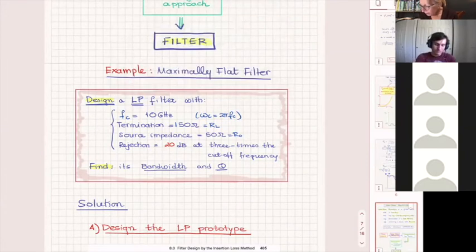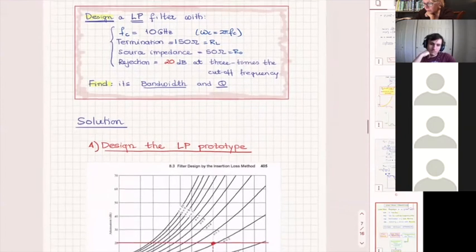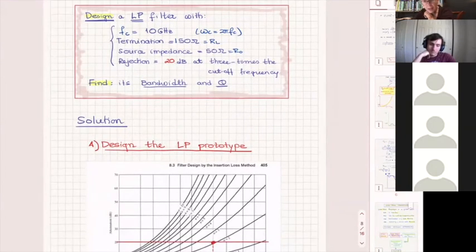I would like it to be terminated at a load of RL. I would like to have a source impedance of 50 ohms. And I would like it to have a rejection of 20 dBs at 3 times the cutoff frequency. That's how I designed this one. I changed some things from last time, but this is the one that you have in your notes. And after I design this, first I have to design and then I have to look at its properties.